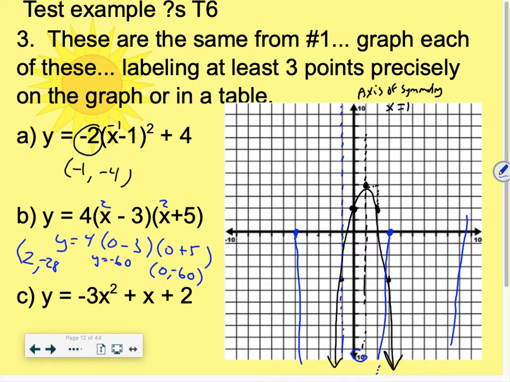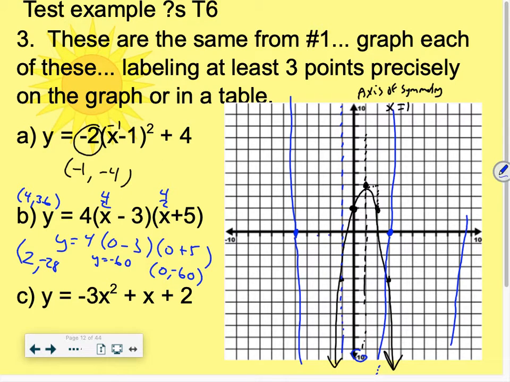Let's see if I can get a point to the right of that. So let's try 4. If I put 4 in here, I'd get 9 times 1 times 4, which is 36. So I can't fit that one either. Okay, I'm really kind of out of luck to graph this.